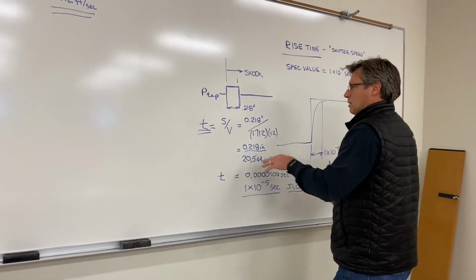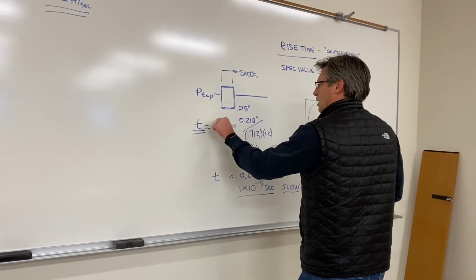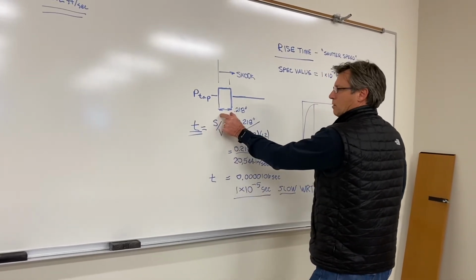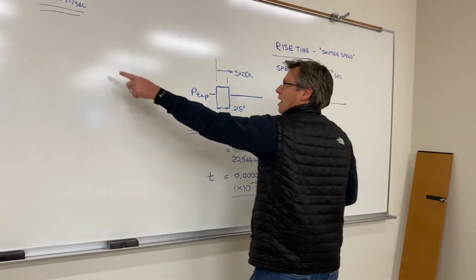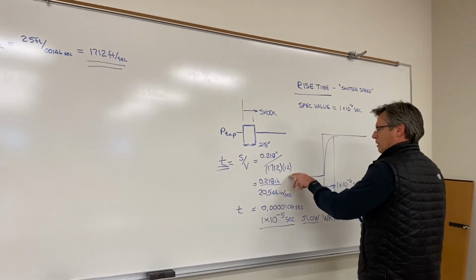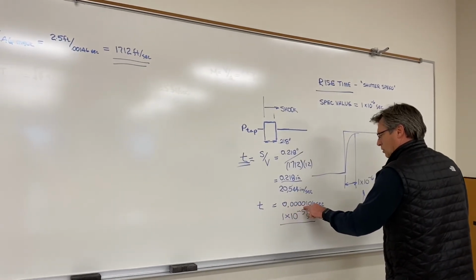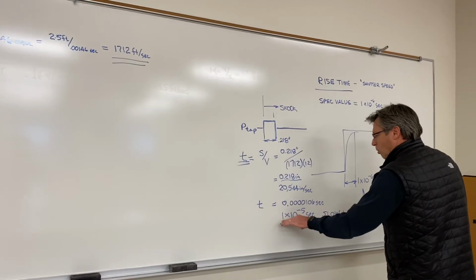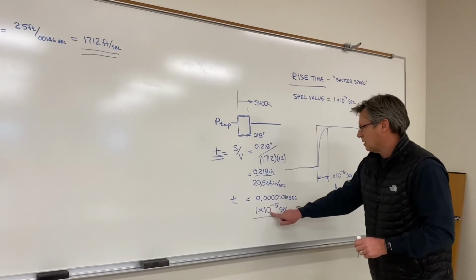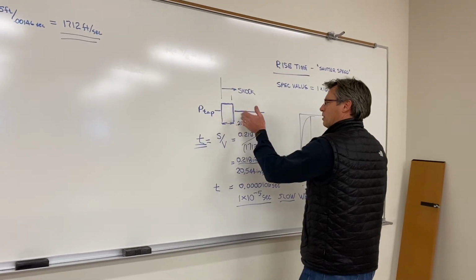That time is equal to the distance divided by the velocity, and the distance here is the diameter of the pressure transducer. We're going to divide that by the velocity of the shock, and we're going to convert that, of course, into inches per second, and we get a time of 0.0000106 seconds, or 1 times 10 to the minus 5th seconds. This is how long it takes for the shock wave to pass over the face of the pressure transducer.